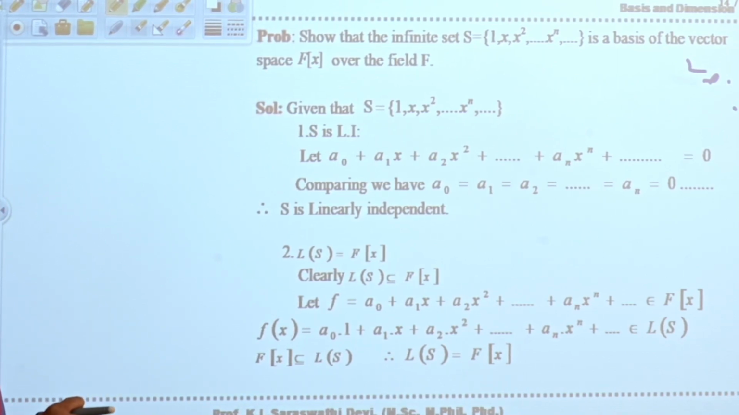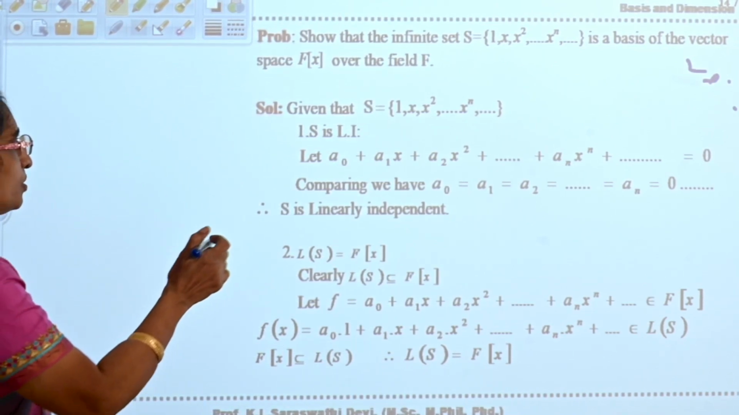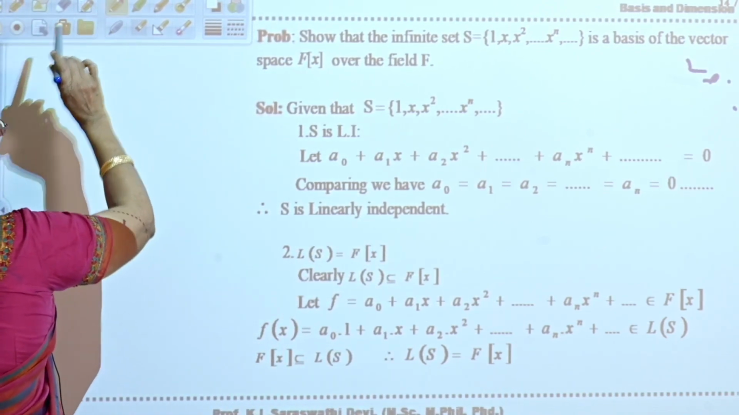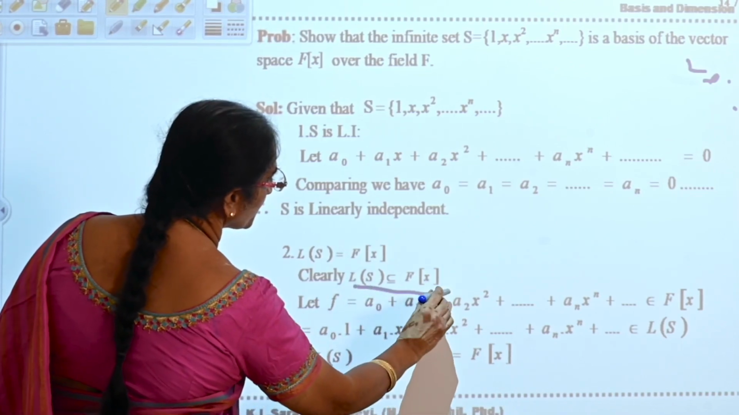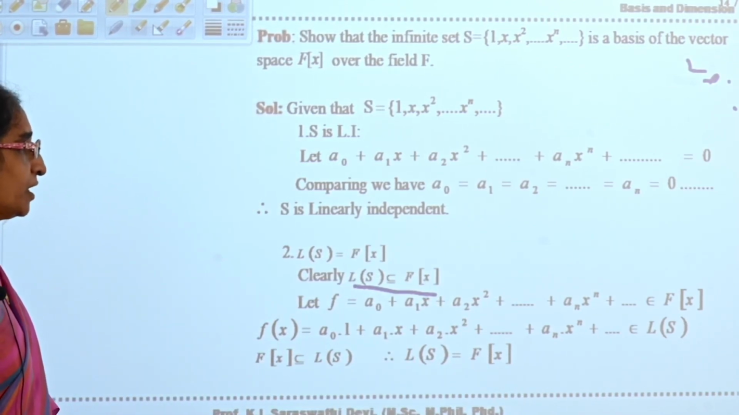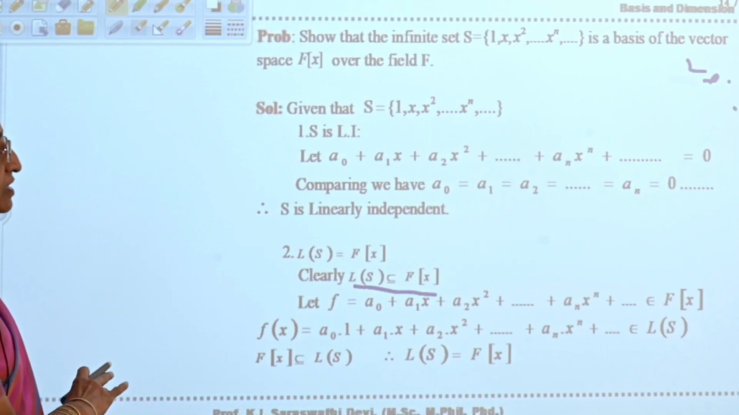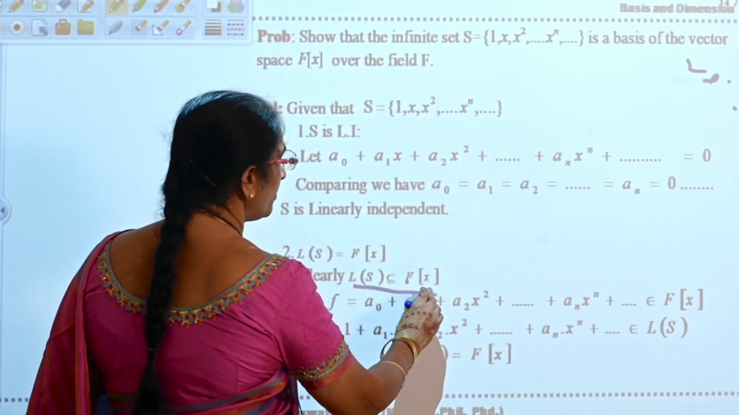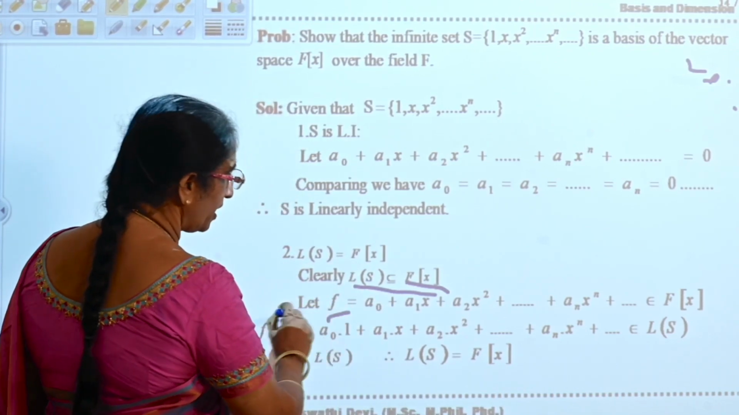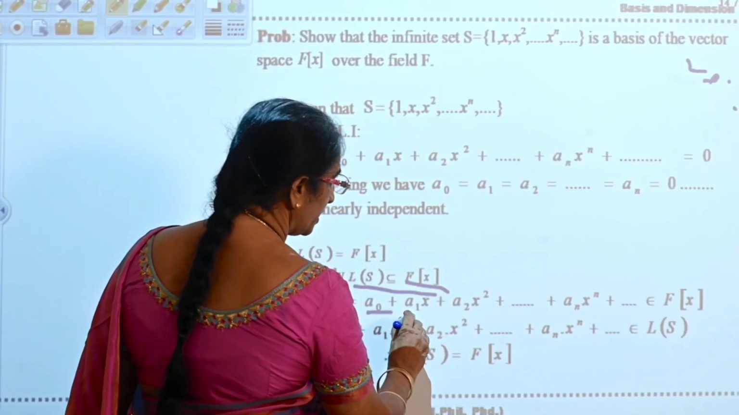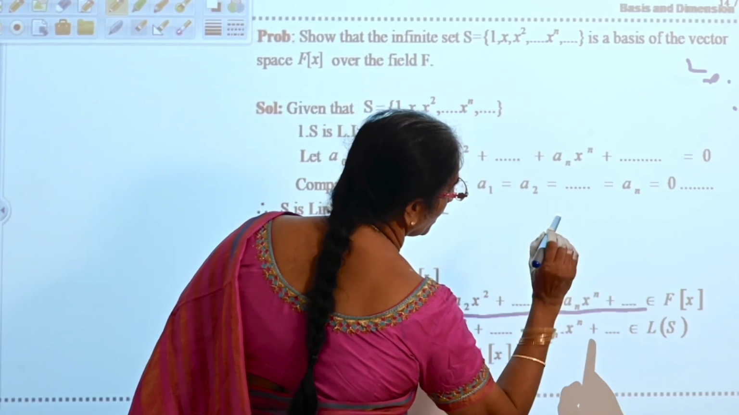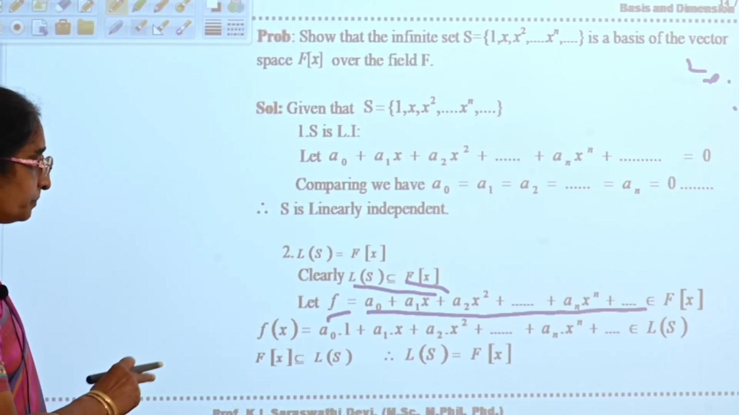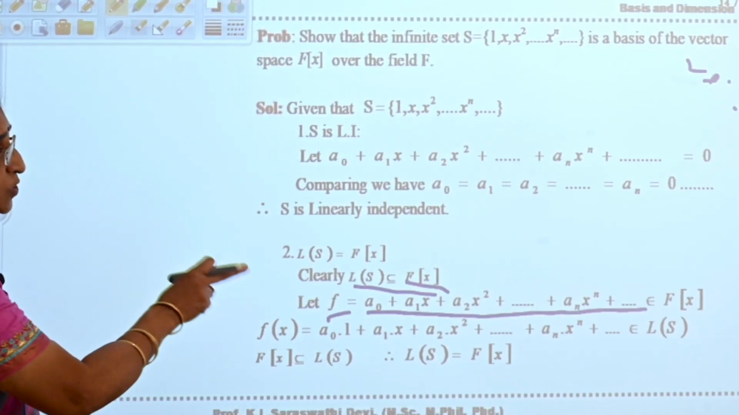Still what you have to prove? L of S is equal to f of x. For this, clearly you have to prove L of S is a subset of f of x. It is obvious. Now what you have to prove? f of x is a subset of L of S. For that you have to consider an arbitrary element in f of x. So you have taken f as a polynomial a naught plus a1 x plus a2 x square and so on, and it belongs to f of x. Now you are going to say that it belongs to L of S.